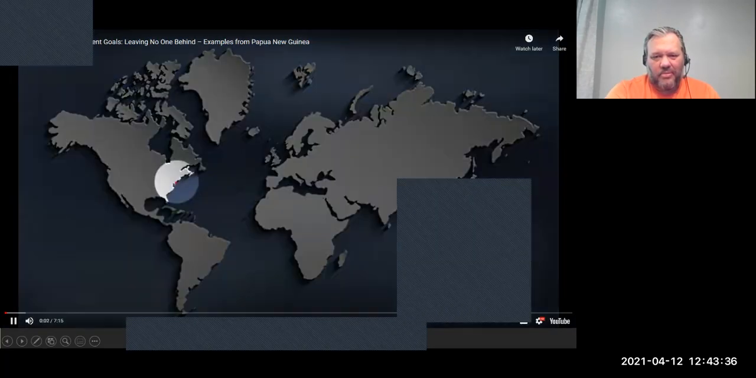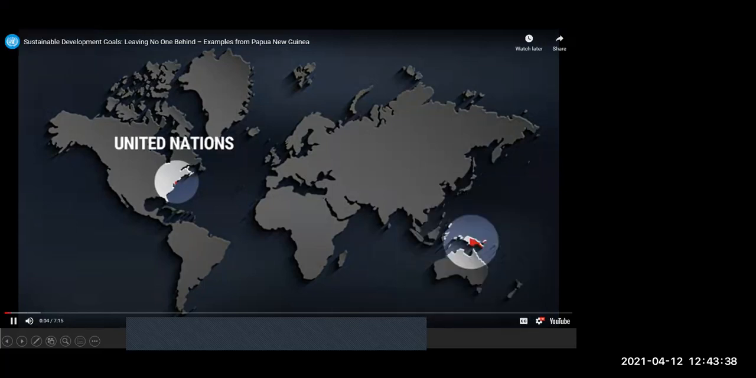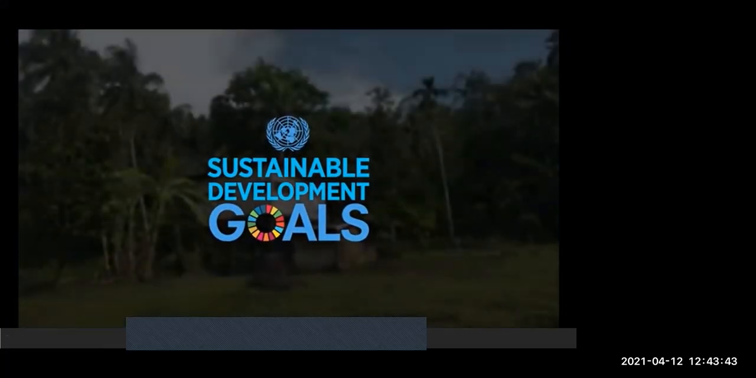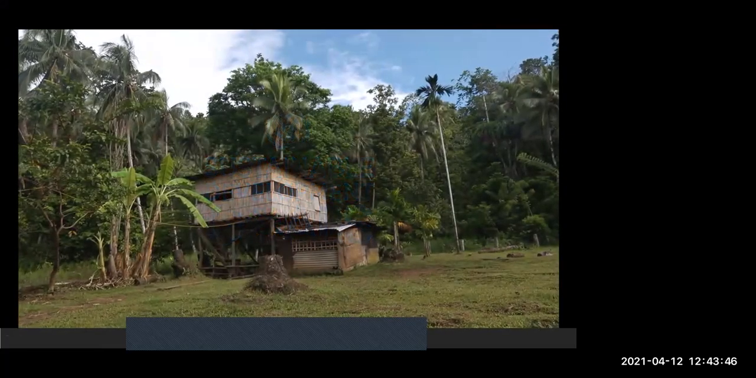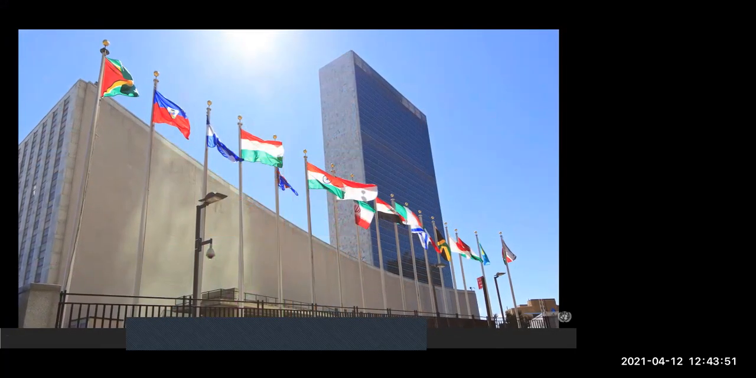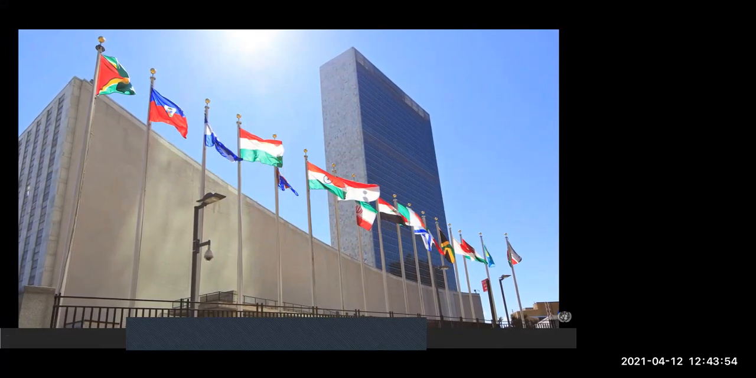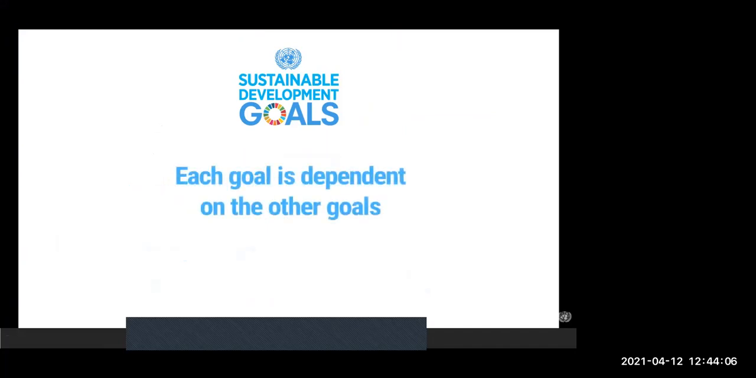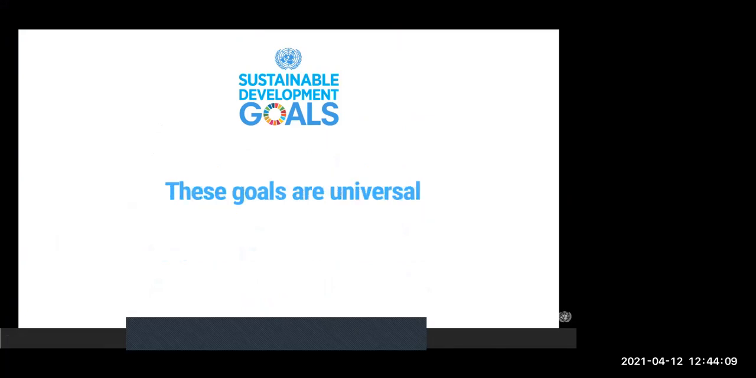Our journey begins more than 14,000 kilometers from the United Nations in Papua New Guinea as we look at the Sustainable Development Goals, which aim to transform our world by 2030. The 17 goals were adopted at the UN General Assembly by 193 member states in 2015. The objective: produce a set of universal goals that meet urgent social, economic, and environmental challenges facing the world. What makes these goals different? Each goal is dependent on the other goals. These goals are universal, integrated, and transformative.